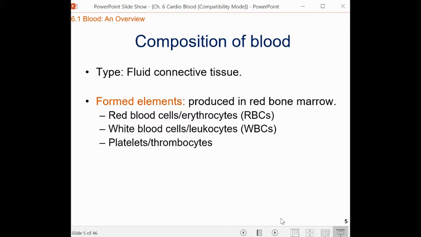Blood itself is a fluid connective tissue, which means that it has blood cells, and then those cells are separated by a matrix. And in this case, that matrix is a liquid. The formed elements come in 3 different types. They're produced in your red bone marrow. We have red blood cells, or your erythrocytes. Erythro refers to being red, cyte is cell. Your white blood cells, leukocytes, leuko means white, cyte means cell. And your platelets, which are your thrombocytes.